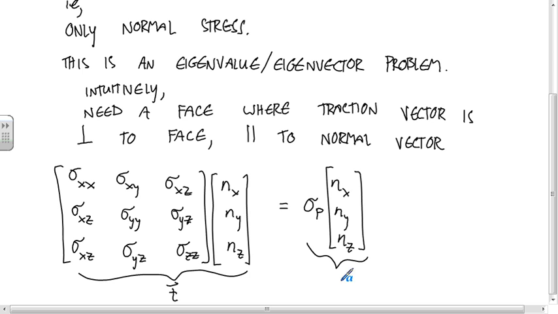So this is something parallel to that unit normal, that outward normal. So this is just an equation saying we're looking for an outward facing normal vector, where the traction on that face is parallel to the normal. Okay? And that comes directly from the fact that all we want that traction to have is a normal component, to be perpendicular to the surface. That's the definition of the principal stress.